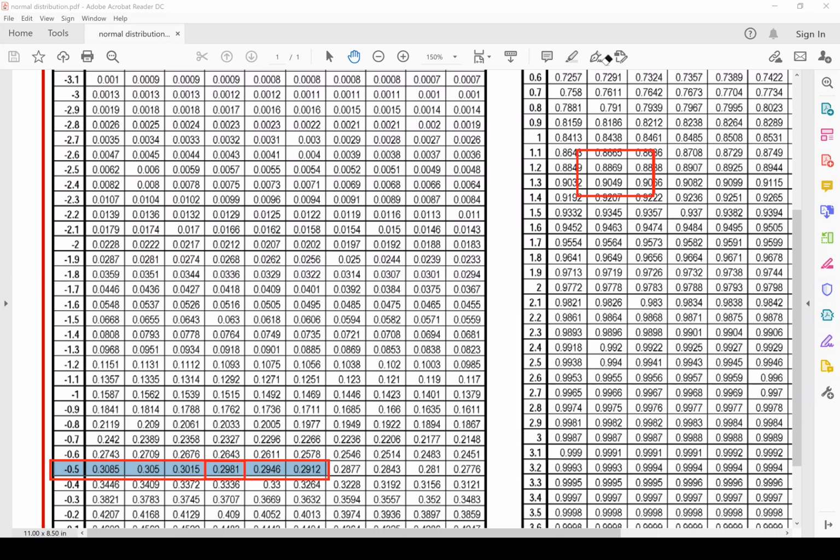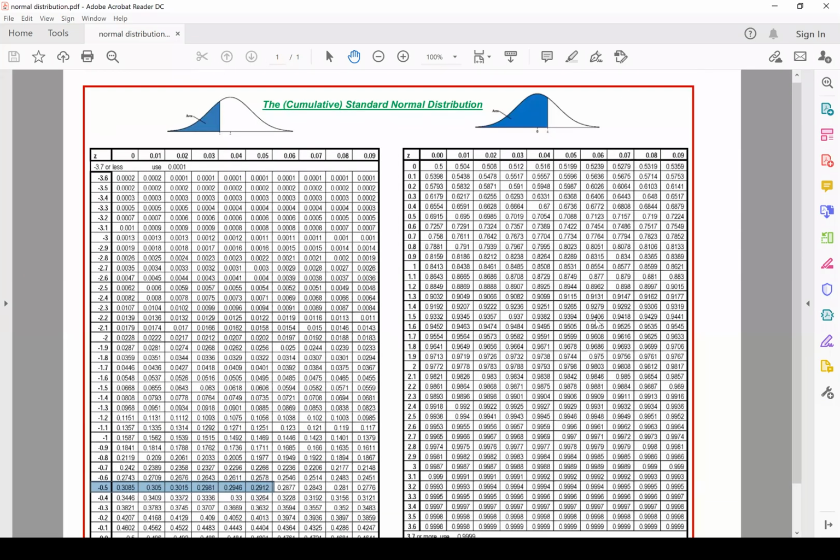This table will be there for you on your exam, on your homework, and on your quiz. Okay, so negative 0.53 gives 0.2981.